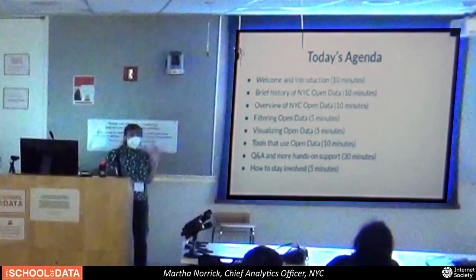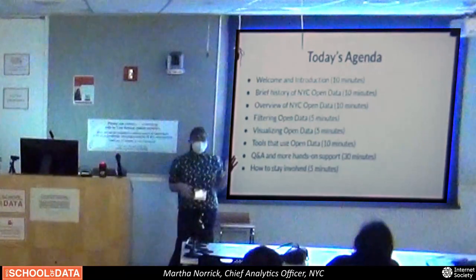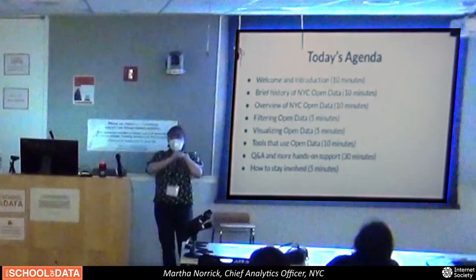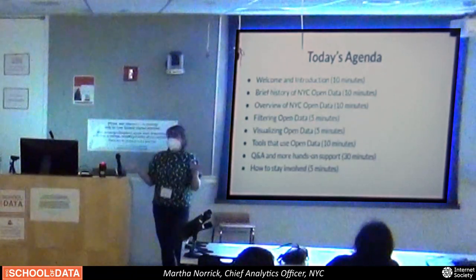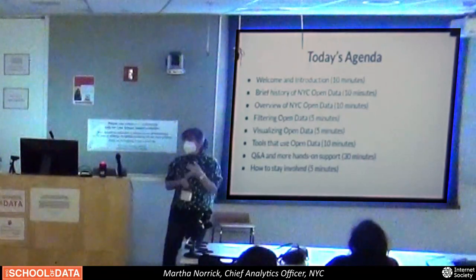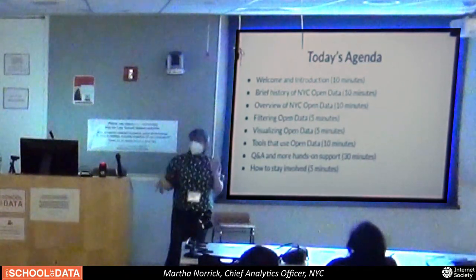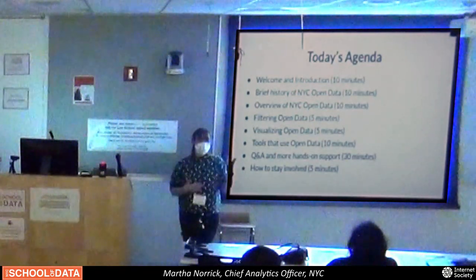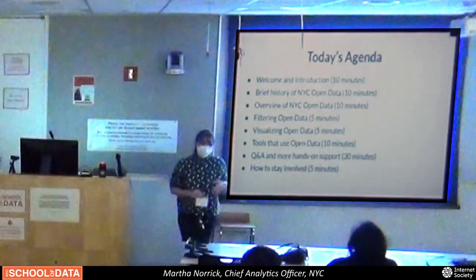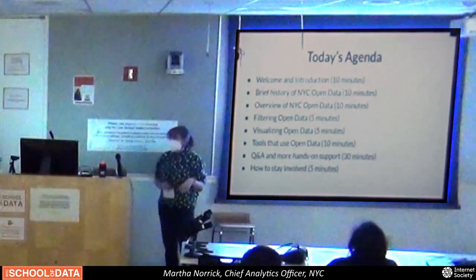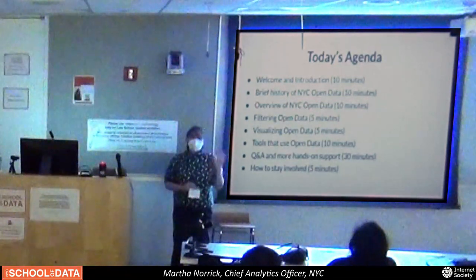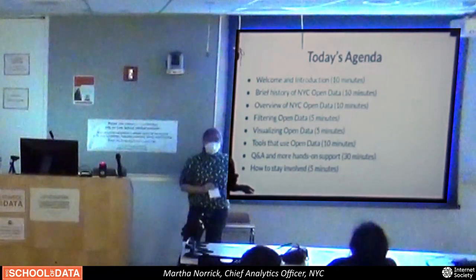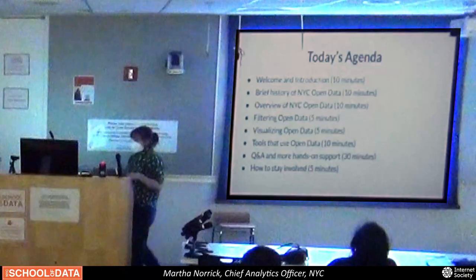We're going to do a quick overview of the history of open data. We actually got a little bit of that in the opening session, so I'm going to zip through that a little in the interest of time. We're going to do a quick overview of the New York City Open Data platform. We're going to talk about filtering open data and visualizing open data. We're going to look at some examples of tools that use open data, some that have already done the work for you of some of the things you're interested in doing with open data. But I think it's always good to know how to do it yourself as well. And then we'll have hopefully a good amount of time for Q&A and talk a little bit again about how to stay involved with Open Data and the Open Data Ambassadors Program if that is of interest.